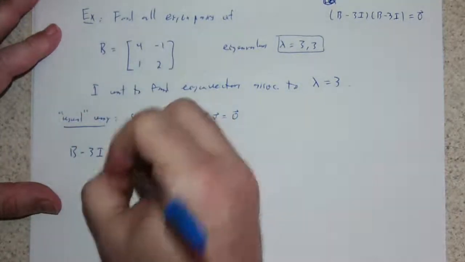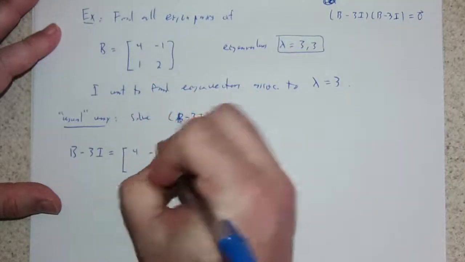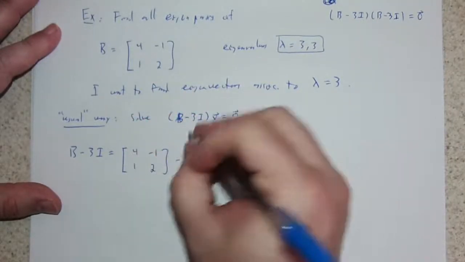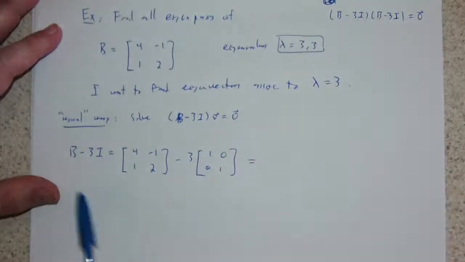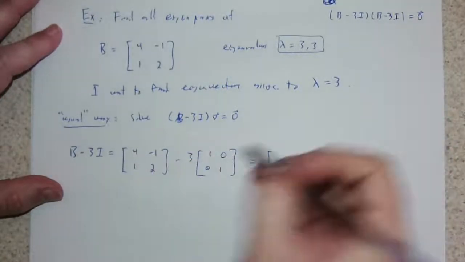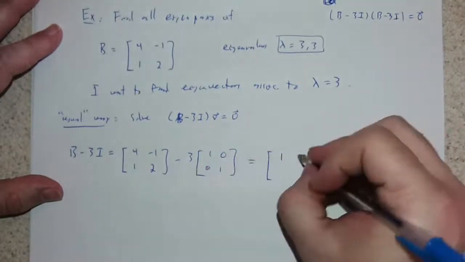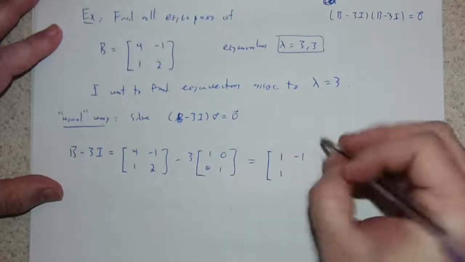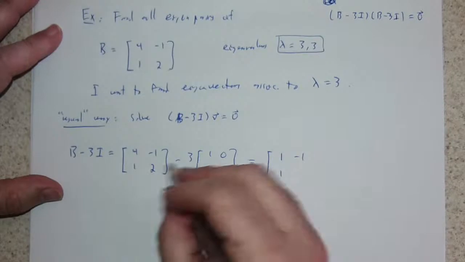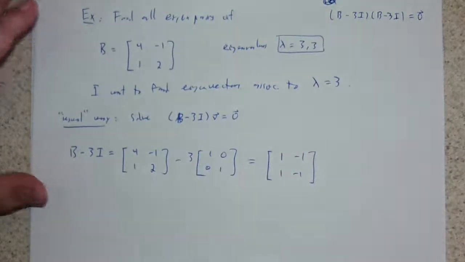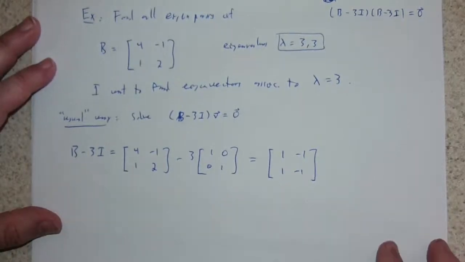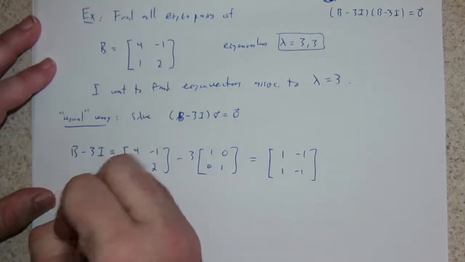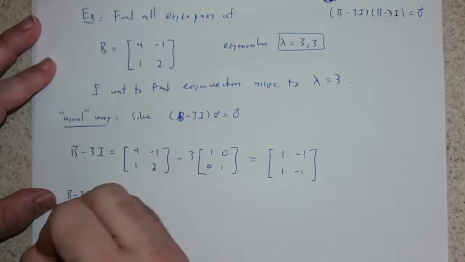You can do this in your head once you get used to doing matrix algebra like this, but I'm just going to write it out again. So this would be 4 minus 3 is 1, minus 1 minus 0 is minus 1, 1 minus 0 is 1, 2 minus 3 is minus 1. There it is. So that's B minus 3I. Okay, well, B minus 3I times v equals 0. What is that?